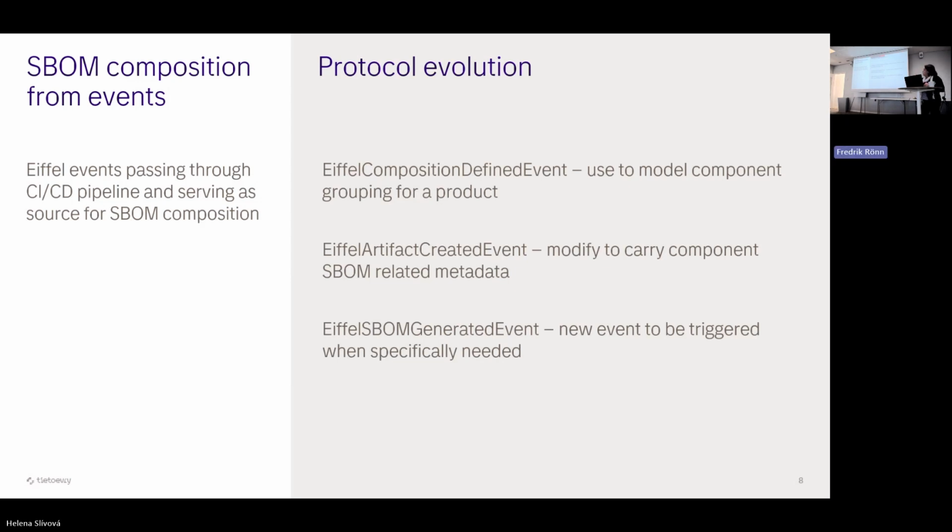While the A4 artifact created event is the event which is used throughout our pipelines, right? When we are delivering any artifact. And if we modify that one so that it carries the component Sbom related metadata, then we have what we need to be able to actually create an Sbom at any moment. And if we also introduce the AFL Sbom generated event, that is what you have mentioned actually, we can then trigger it anytime we like to create an Sbom, not only during the regular run through the pipeline, but really on demand.